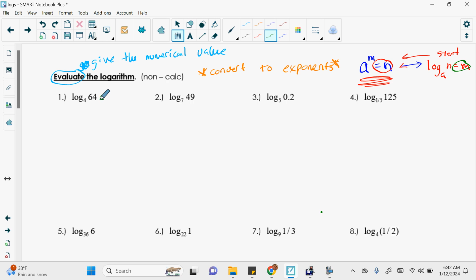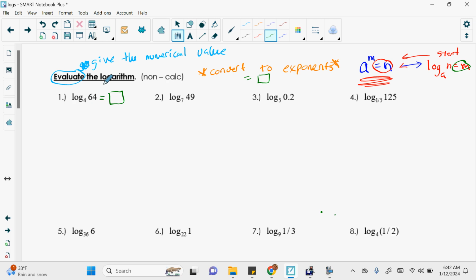So now back to problem one. If I want to figure out what log base 4 of 64 is, I put equals box, and now I convert to exponents. I'm going to go base 4, raised to the box, equals 64. Now I could have given you this problem in Math 1 and said, 4 to what power gives you 64?